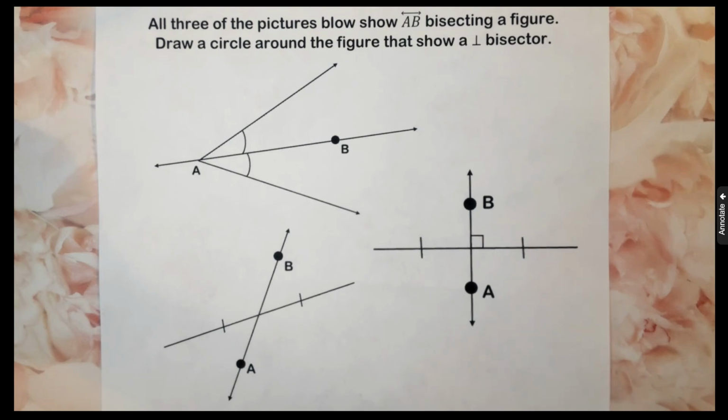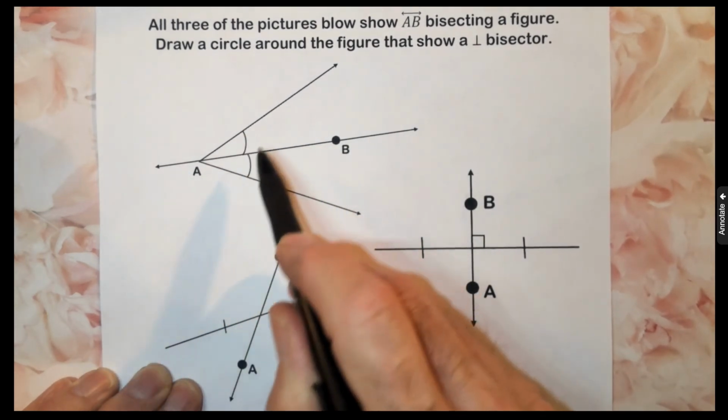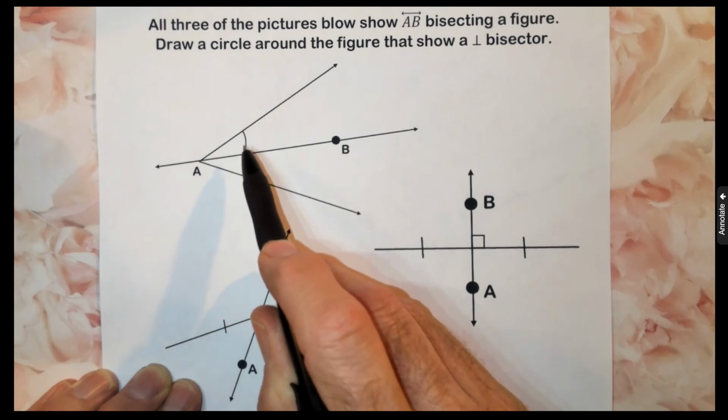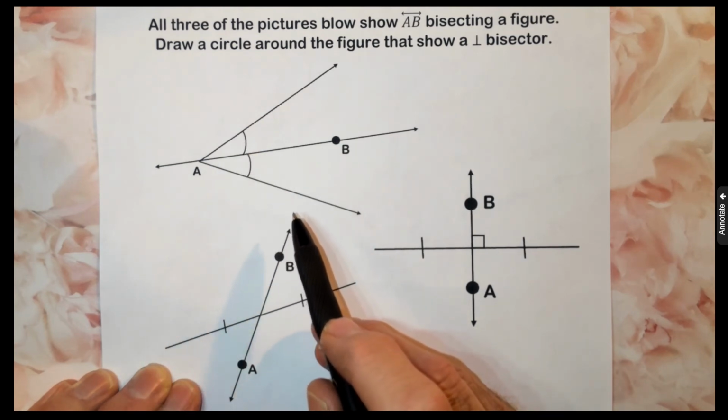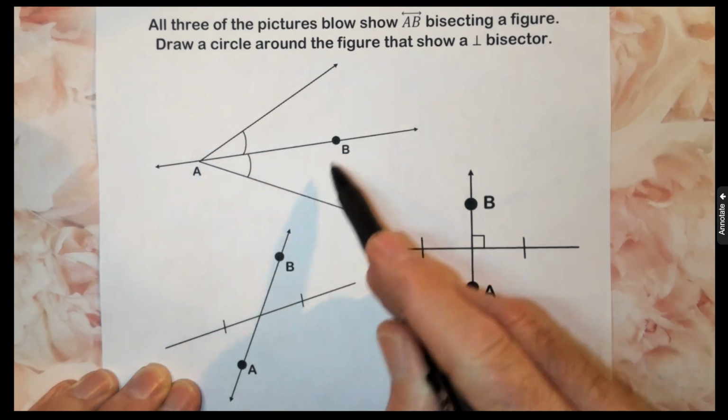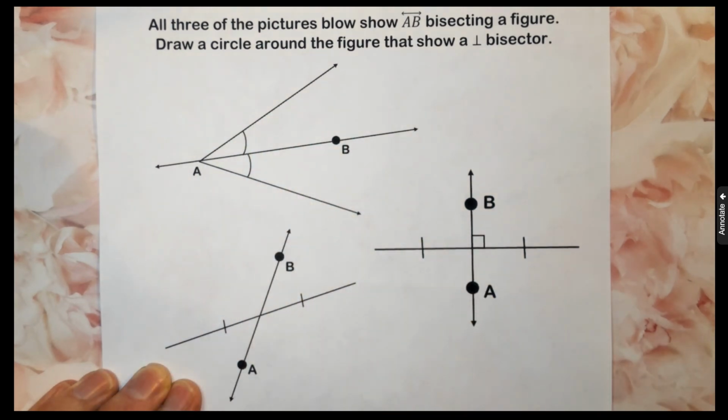So if we look at this picture here, we have line AB, and these two arcs are showing that it's bisecting the angle, but it is not bisecting it and forming a 90-degree angle. So although AB is a bisector in this example, it's an angle bisector, not a perpendicular bisector.